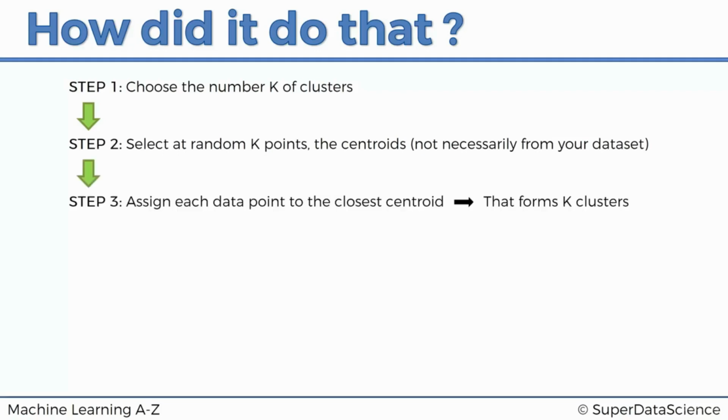Then you move on to step 3, where you assign each data point to the closest centroid. That will form K clusters right away, immediately. So that's your starting clusters, and then there's going to be an iterative process to refine those clusters. We'll see this in action, but basically you just check for every point in your dataset which of the centroids that you've identified in step 2 is the closest to your specific data point. That's where that data point will be assigned to.